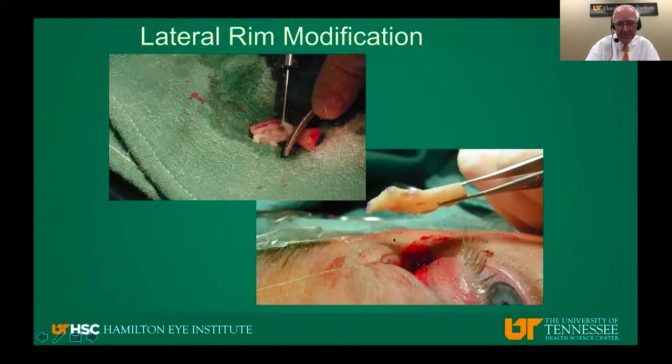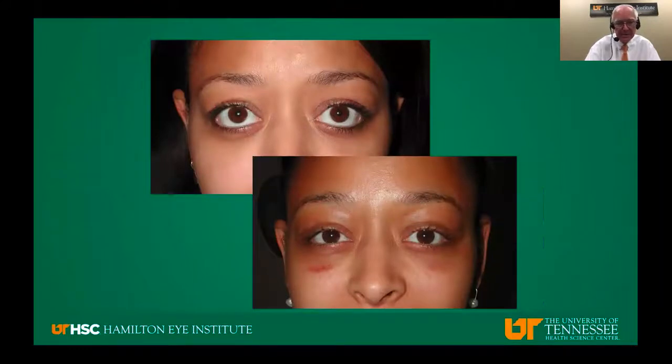You can combine this procedure with a lid retraction repair or recession of the levator muscle, and I'll do that in probably 30% of the cases I do in a lateral decompression. I'll go after the upper lid at the same time. This is a case of bilateral laterals. I wanted 3 to 4 millimeters.